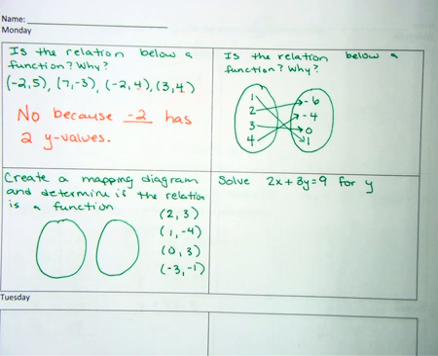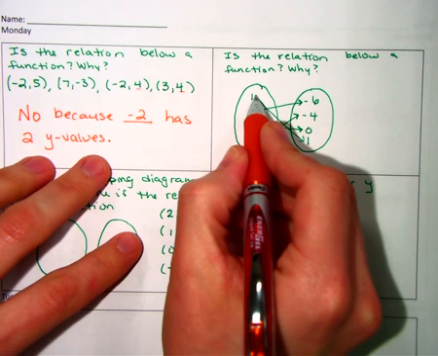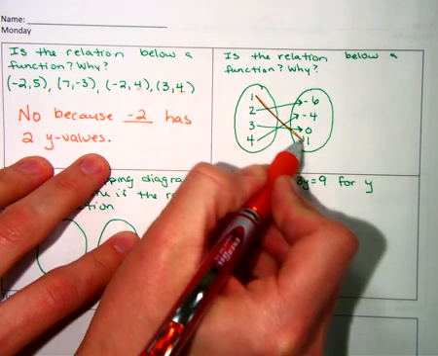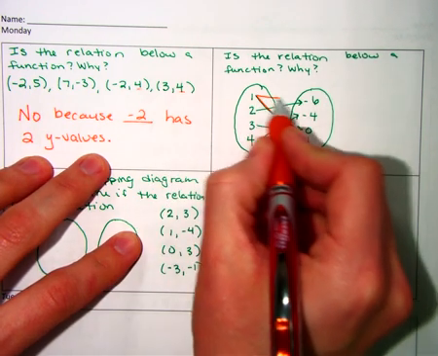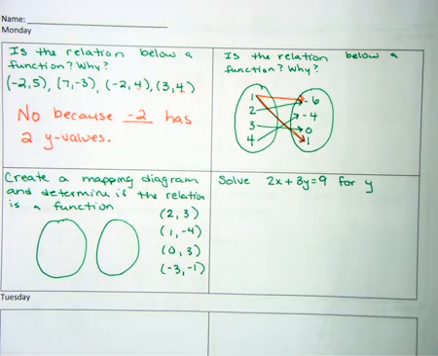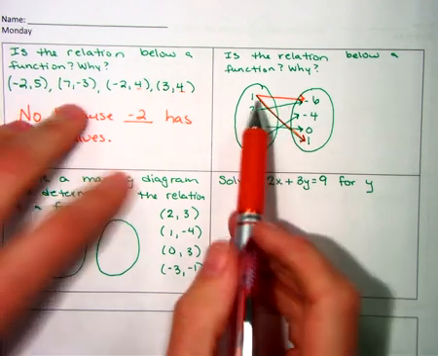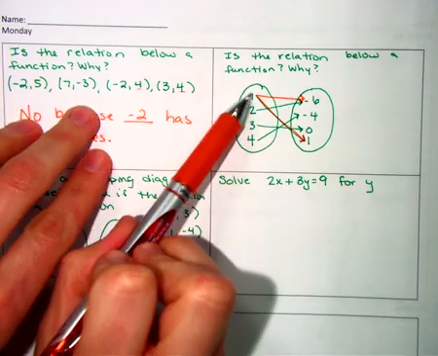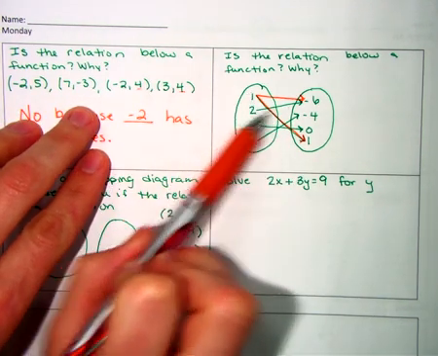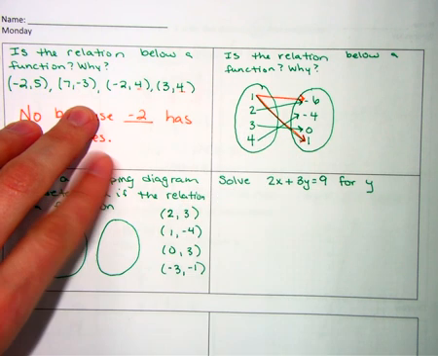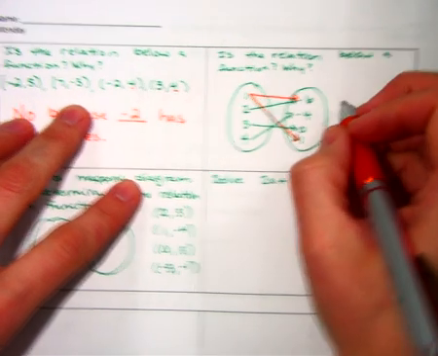Okay, so what would that look like in a mapping diagram? If you saw two arrows coming out from the same x value, that would not be a function. That would just be a relation. But we didn't have that. If we look at the green ones, every number, 1, 2, 3, 4, had its own arrow going out, meaning it only went to one y value. So this actually was a function.